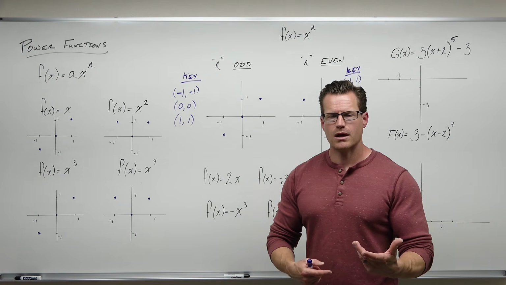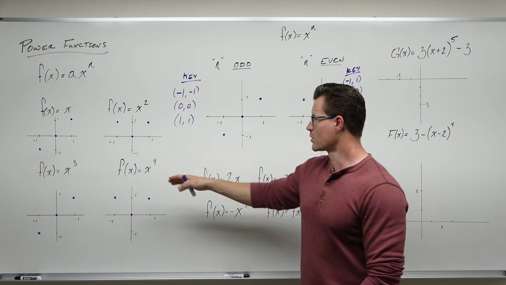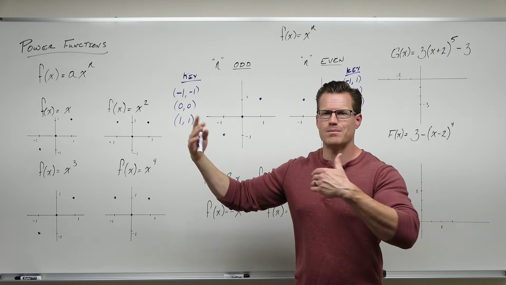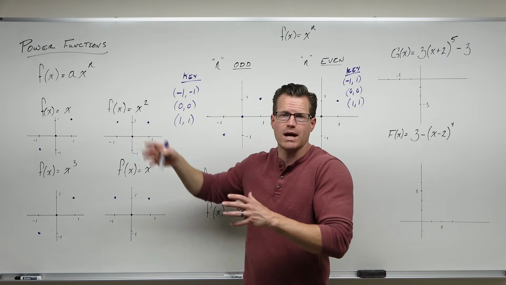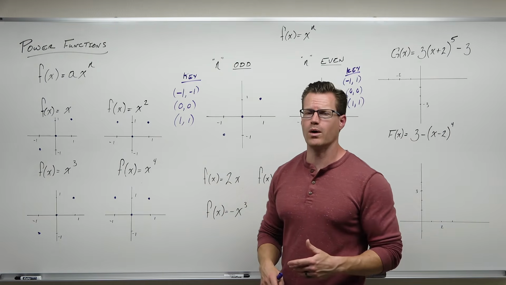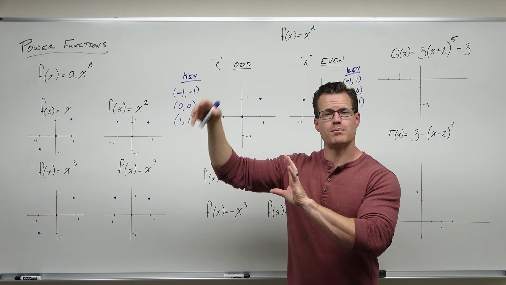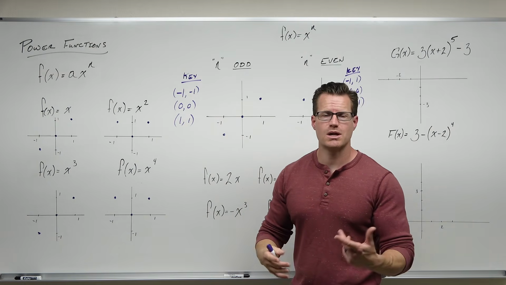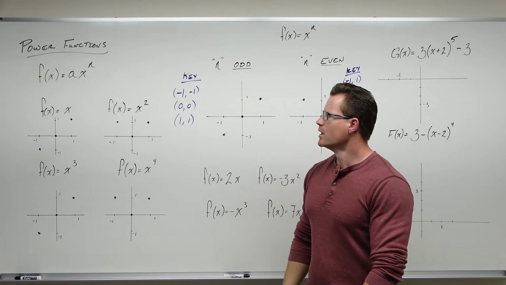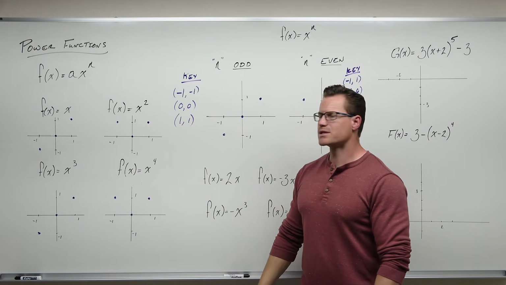So wait a minute. If we always get the same 3 points and all of them go through the origin, you notice that? They have to, because they can't be shifted around. There's no adding, there's no subtracting, there's no other terms, just one. They all go through the origin. They all have the point (1, 1). Odds have (-1, -1). Evens have (-1, +1). And that dictates your symmetry. They're very predictable.